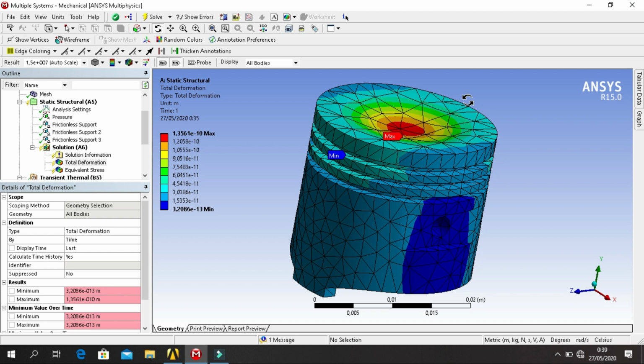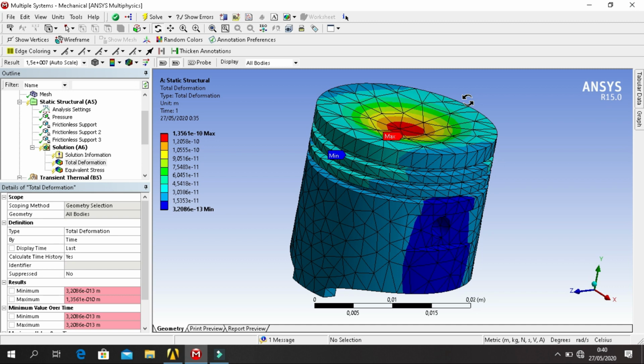So today I will discuss about piston. This piston uses two analyses, that is static structural analysis and transient thermal analysis. For this video, I am going to split it into two parts because the duration of this video is too long. For part 1, I will discuss about modeling of the piston, and part 2 I will discuss about the solution of the piston.